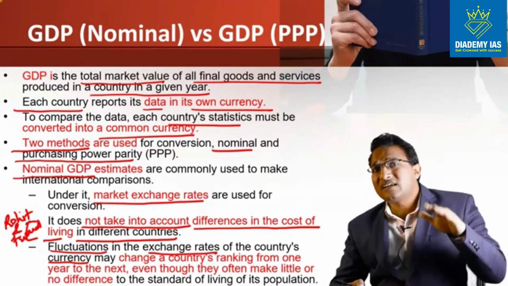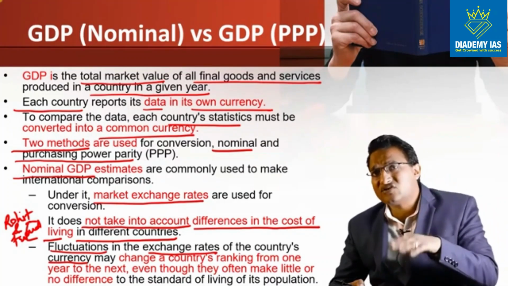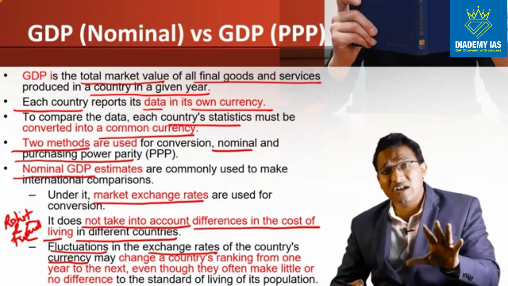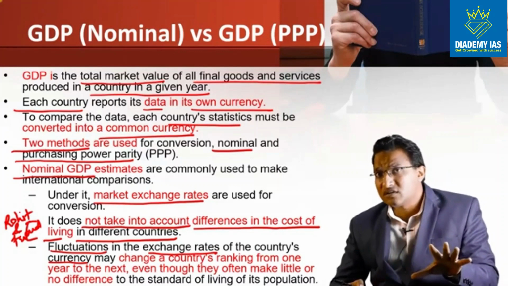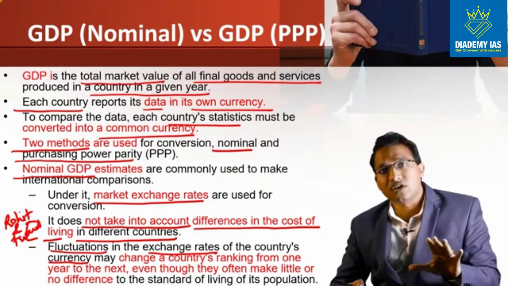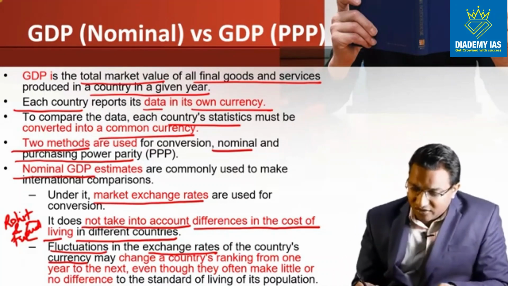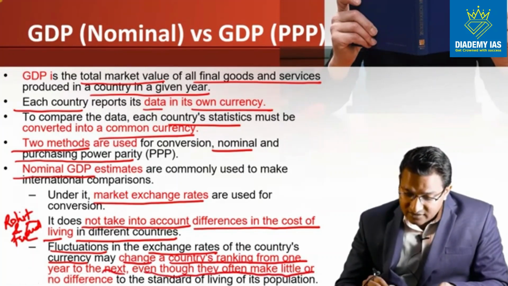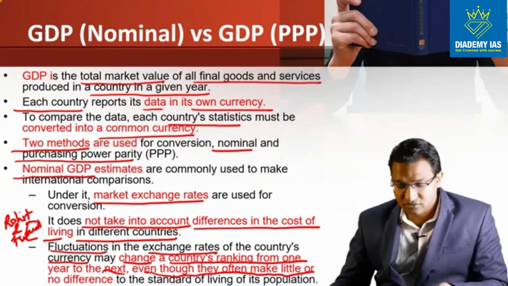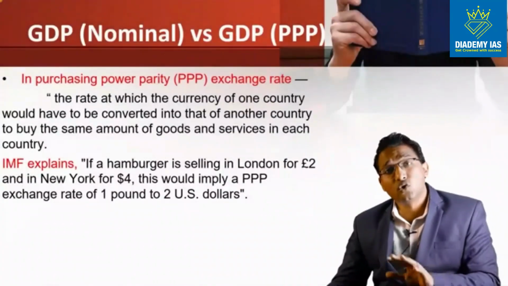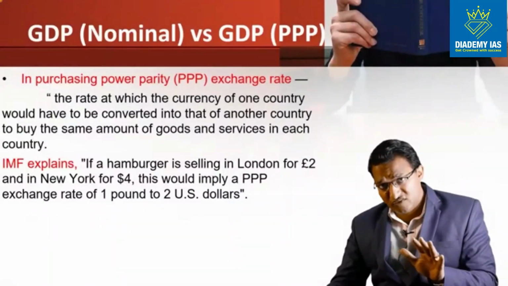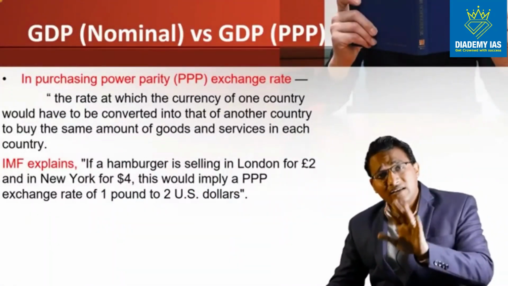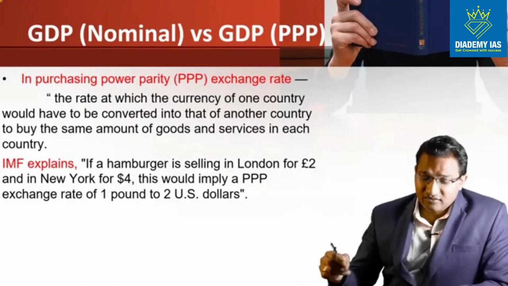But does that change in the ranking of different countries' GDP based on the market exchange rate reflect the true picture of things? No, that is not the truth. Fluctuations in the exchange rate of a country's economy may change a country's ranking from one year to the next, even though they often make little or no difference to the standard of living of its population. So even though there is no difference in the standard of living of the people, that ranking is changing just because of the market exchange rate fluctuations.